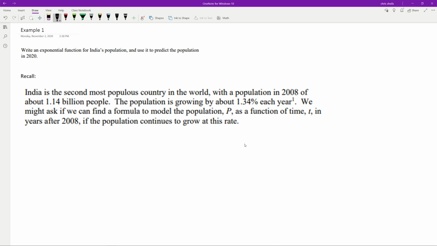Okay, so our initial value here in 2008 is 1.14 billion people. So A is going to be 1.14 billion, or in our case, let's leave this as 1.14, and we'll know that our answer is going to be in terms of billions, okay? Our answer will be in terms of billions. So we'll do the calculation with just this 1.14 number. That way we don't have to type a bunch of zeros into our calculator.